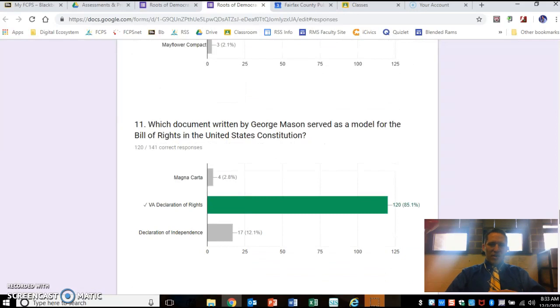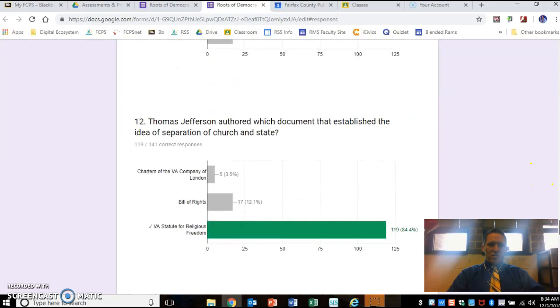Pretty solid at number 11, 85.1%. Maybe you got Declaration of Rights and Declaration of Independence confused a little bit, but the model for the Bill of Rights is the Declaration of Rights. That's how you remember that one. Number 12, again, pretty good, although I think this one should have been a little bit higher. It says separation of church and state, and it says religious freedom right here. You think church, you think religion.